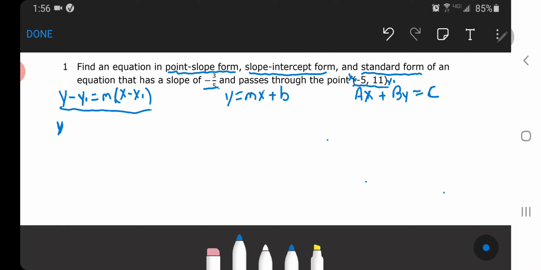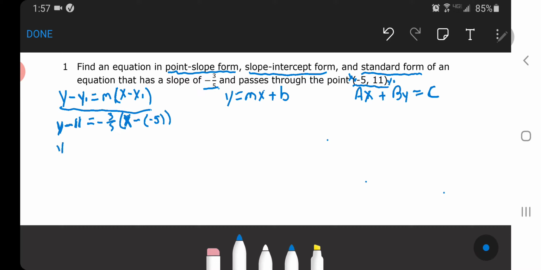Let me see, we're going to plug in that 11 for the y1, so minus. Once again, got to follow the formula to say minus, so minus 11 equals m, which of course we're given the slope, which is m is negative 3/5, so negative 3/5 times x, minus that given x value of negative 5, so minus a negative 5.